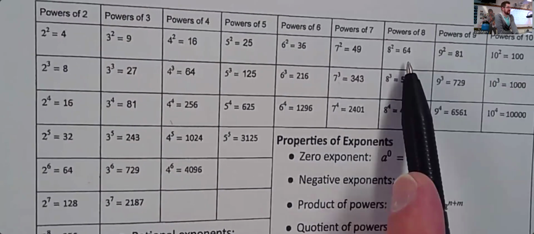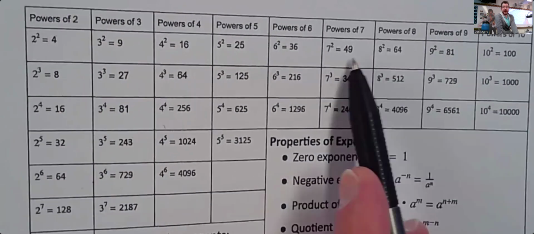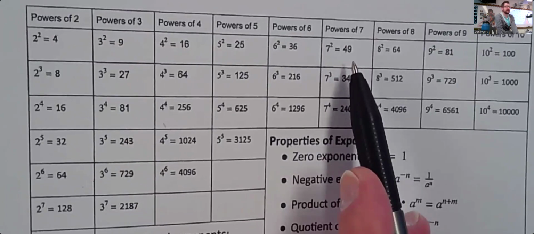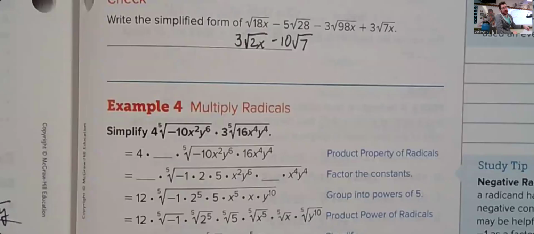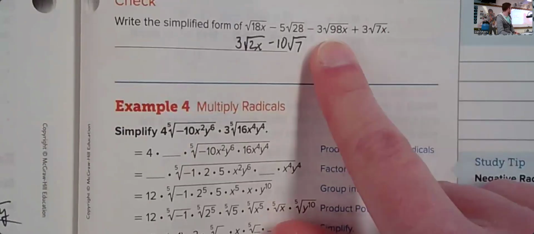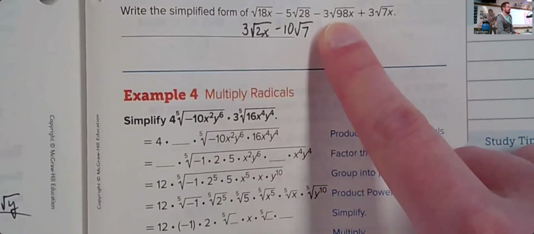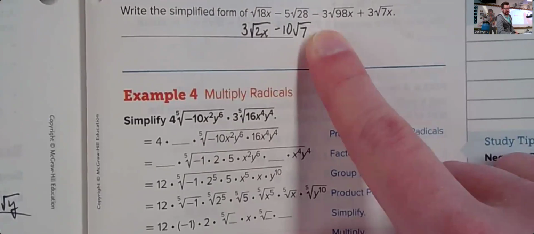Is 98 divisible by 64? No. Is it divisible by 49? Yeah. 49 times what? 2. So this would be the square root of 49 times the square root of 2. What is the square root of 49? 7. What's 7 times 3? 21. So minus 21 root 2x.